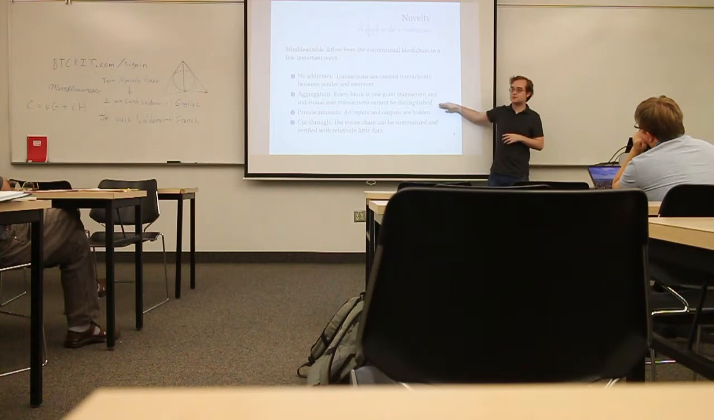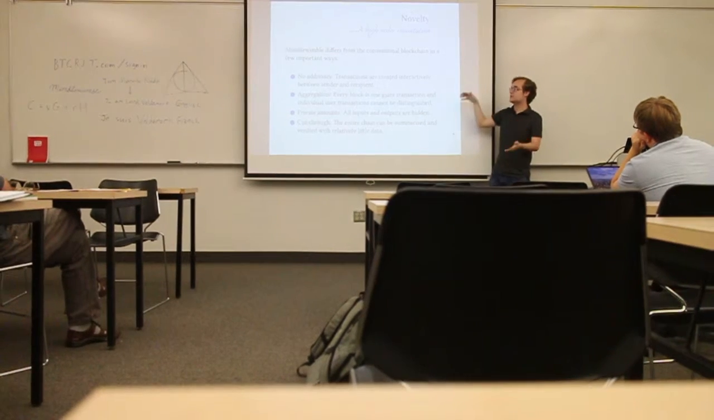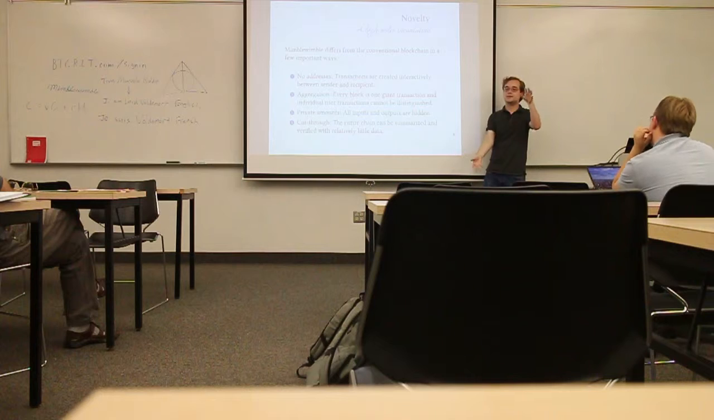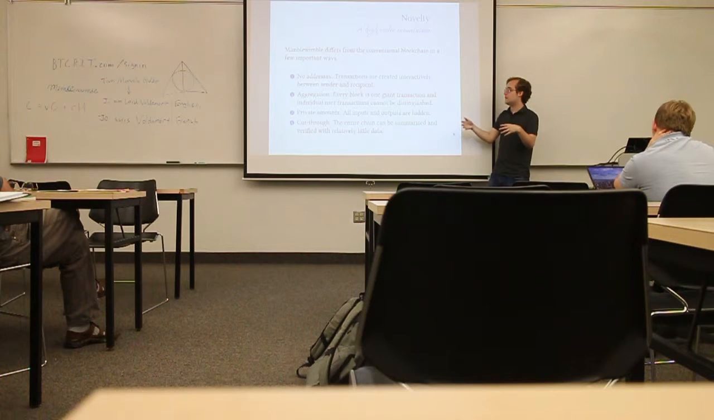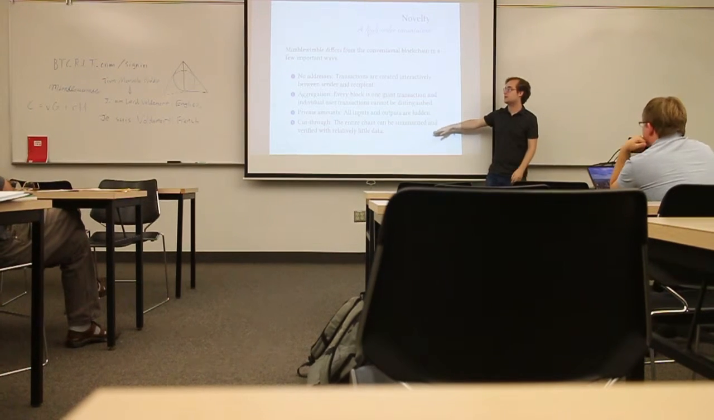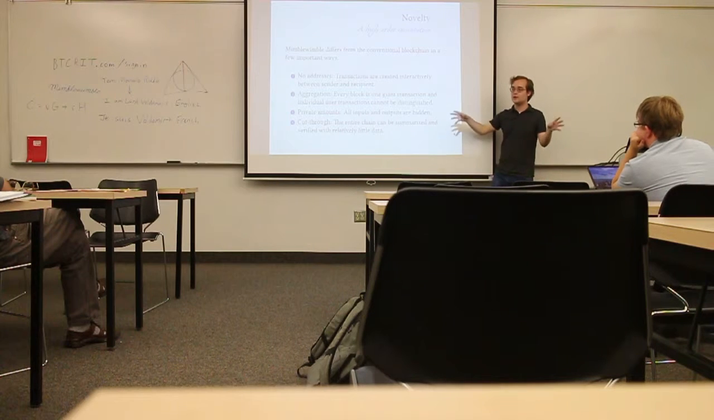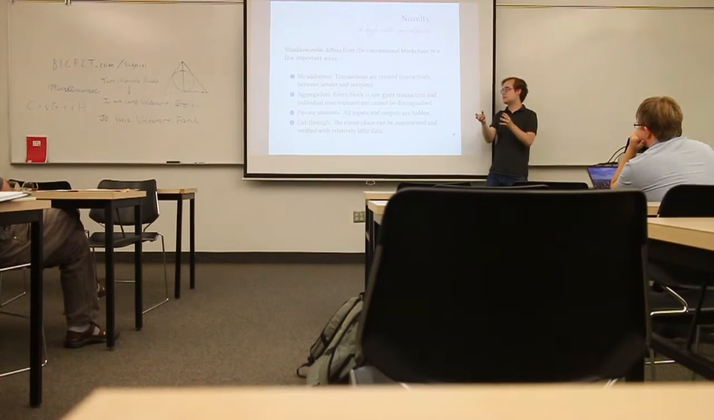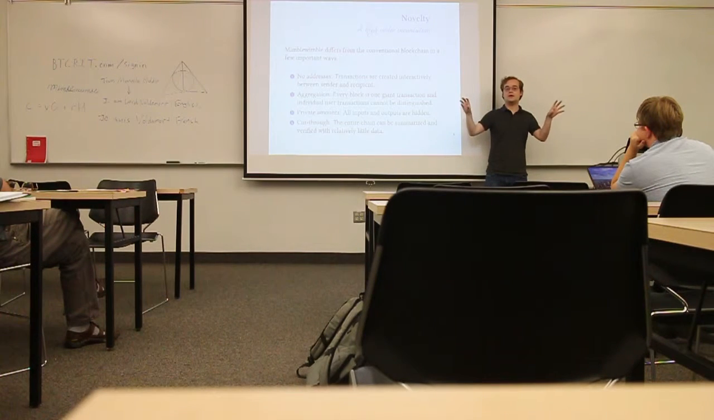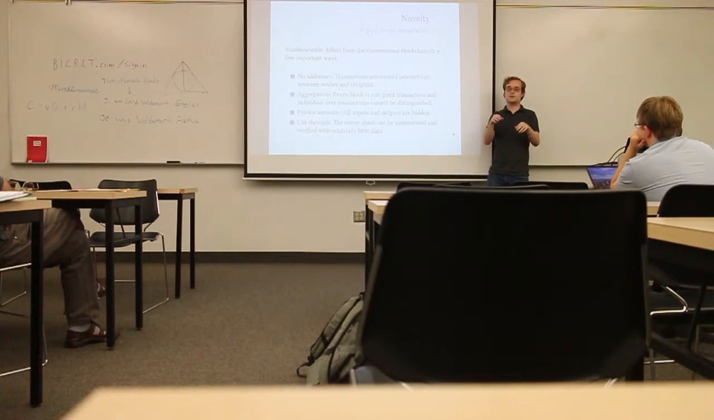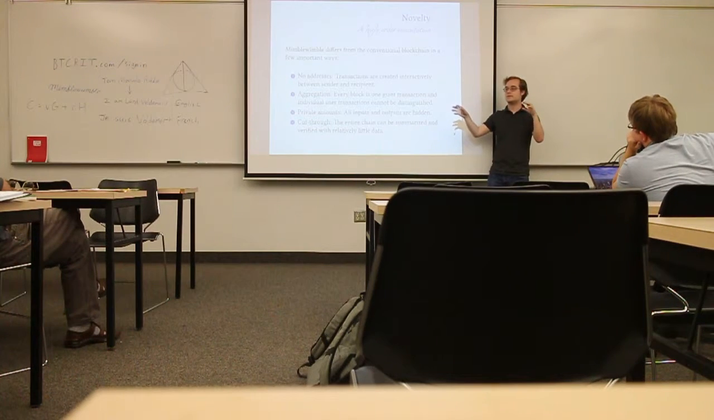Number 2 is aggregation. You can treat a block as one giant transaction. All the transactions get combined together into a block. And in fact, you can cut through. And 4, you can combine multiple blocks into a compact block and use a proof essentially to say that all of the intermediate transactions canceled out. So we just have inputs and outputs.